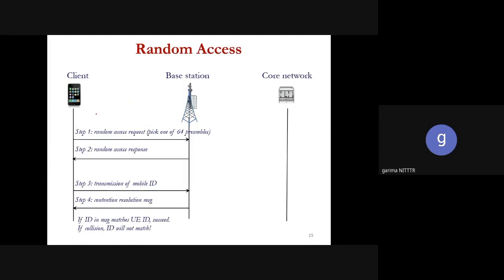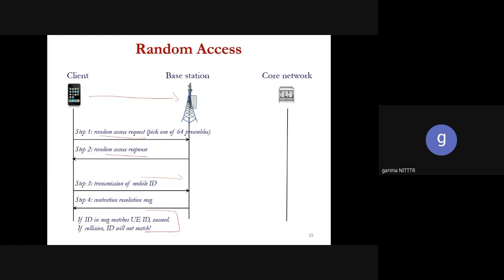Which means that whenever a client searches for a base station, you will give a random access request to the base station. You will get the response accordingly. You will transmit your mobile ID, and ultimately you will get access, and you will get the connection from the base station.